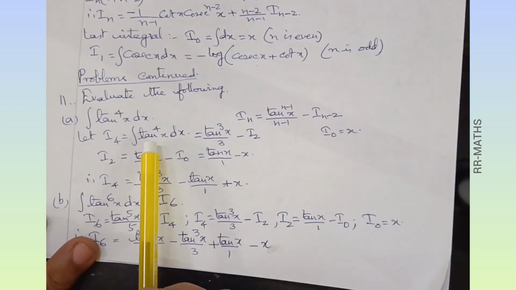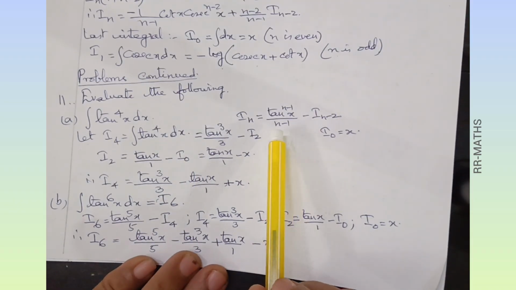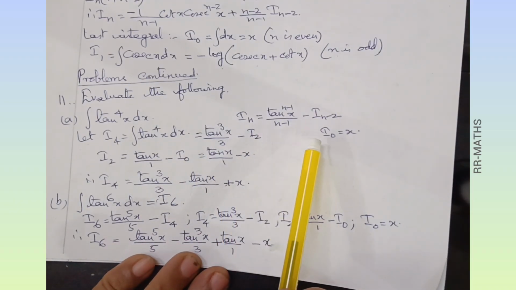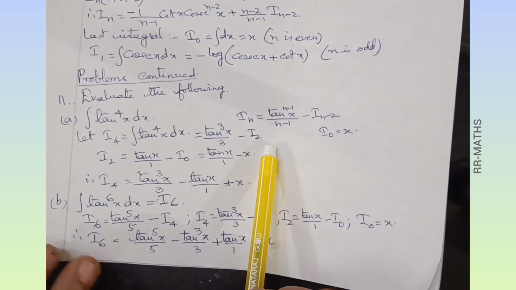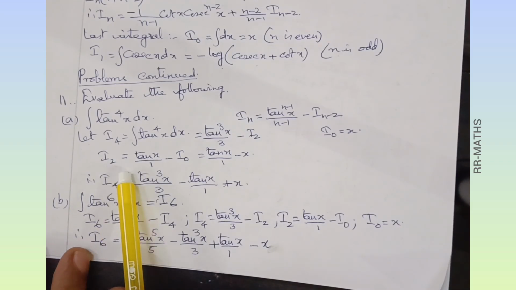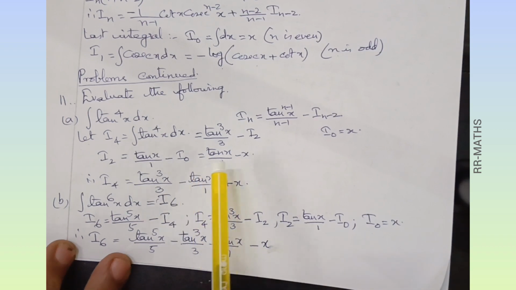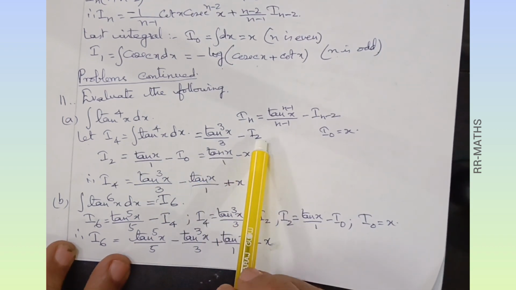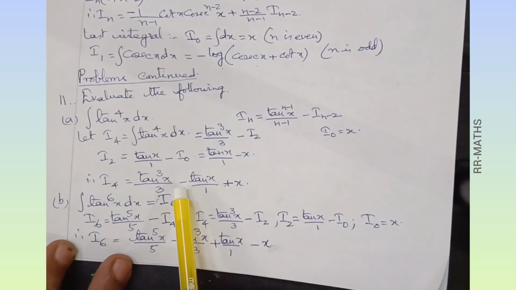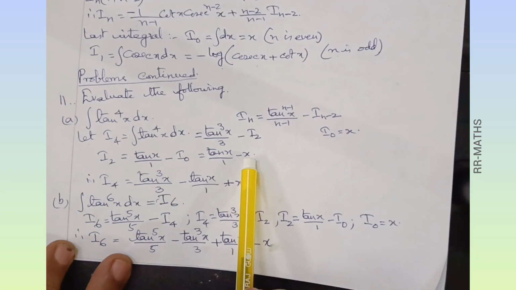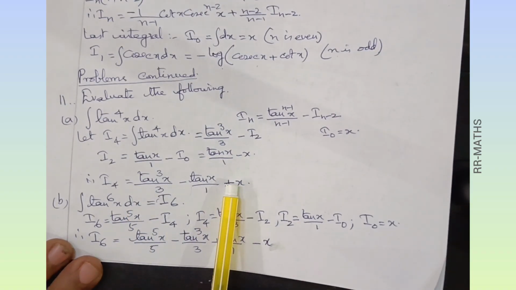Now I4 is integral tan to the power of 4x dx. Now by using the formula, n is 4, so when I substitute, n minus 1 becomes 3, n minus 2 becomes 2. So you have tan cube x by 3 minus I2. You do it again for I2. So I2 is equal to, n is 2 now, so it reduces to tan x by 1 minus I naught. I naught is x. Go back and substitute for I2 in I4. So that gives I4 is equal to tan cube x by 3 minus of tan x by 1 minus x. That becomes plus x when you add the outside minus sign. So that is your final answer.